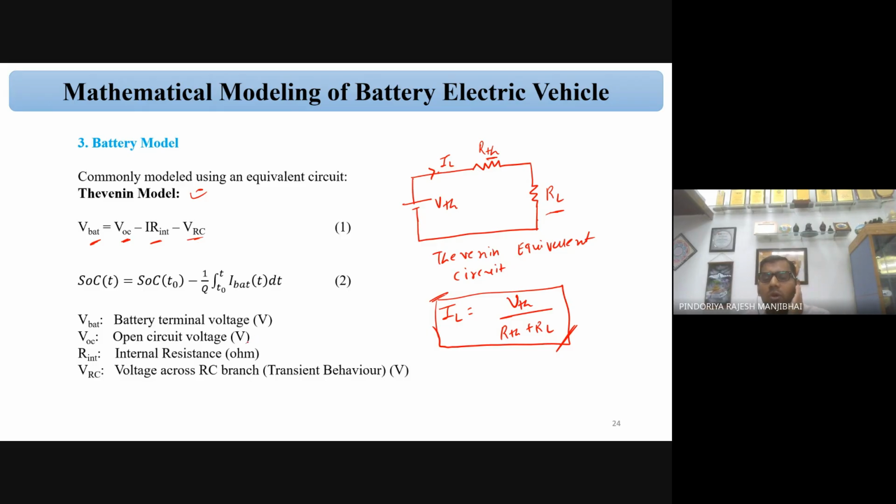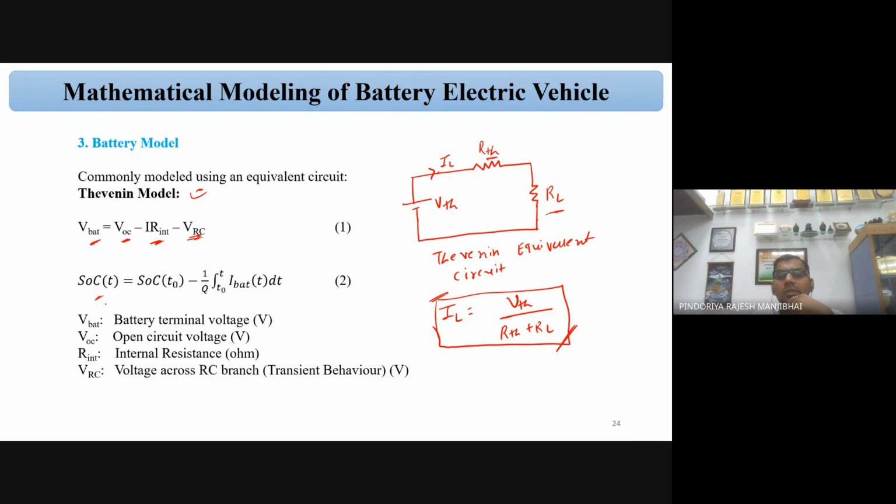VRC is nothing but the voltage across the resistor and capacitor. So that is the first equation. There is a battery voltage. How much battery voltage? There is an open circuit voltage minus I R internal resistor, minus VRC.